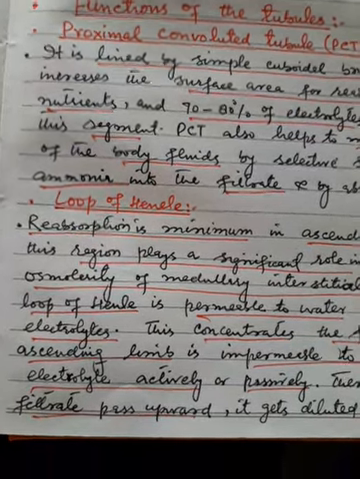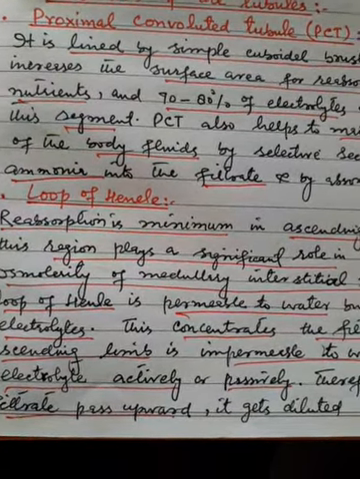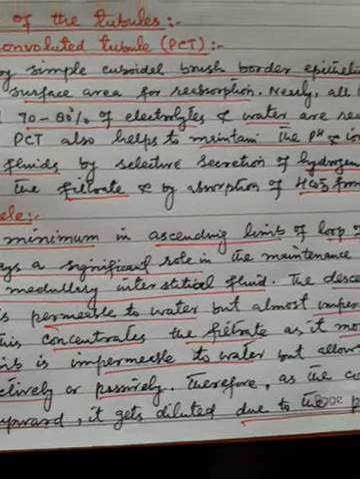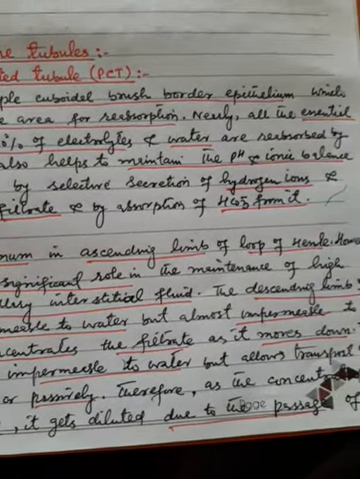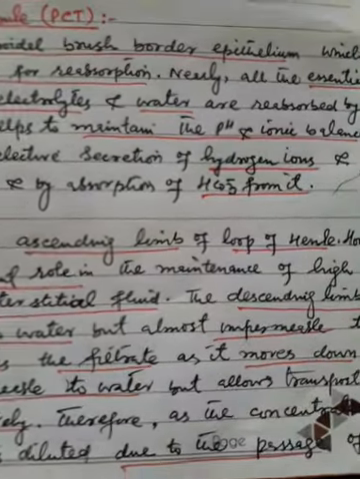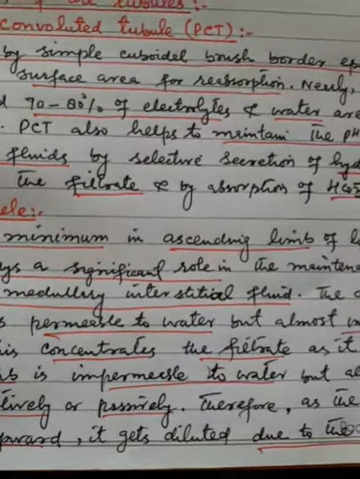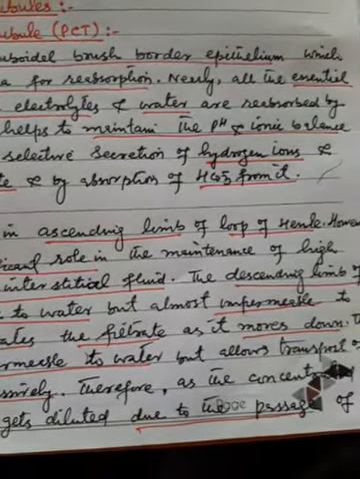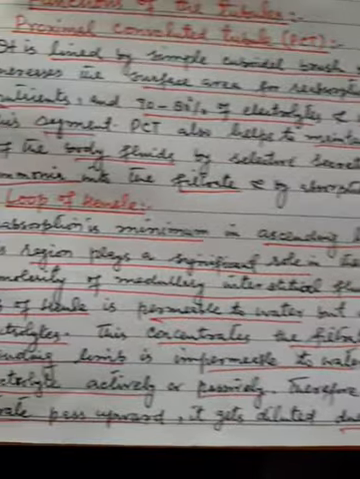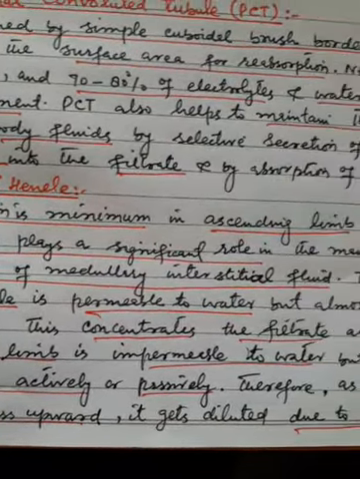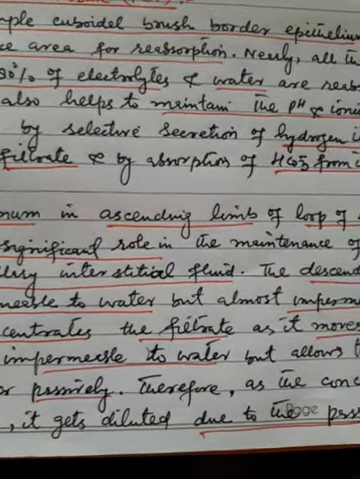Now, loop of Henle. Reabsorption is minimum in the ascending limb of loop of Henle. However, this region plays a significant role in the maintenance of high osmolarity of medullary interstitial fluid.